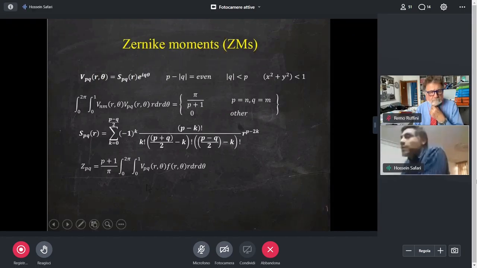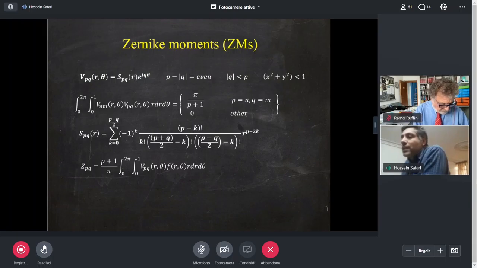Here you see the Zernike moment functions, two-dimensional functions we use. Sorry, there's a question. You see the Zernike moments are defined in polar coordinates, in r and theta. We converted an image to polar coordinates in a unit disk, and then we compute the Zernike moments for a given order and repetition number, p and q. If we put the image here, we can compute the Zernike moments for each p and q.